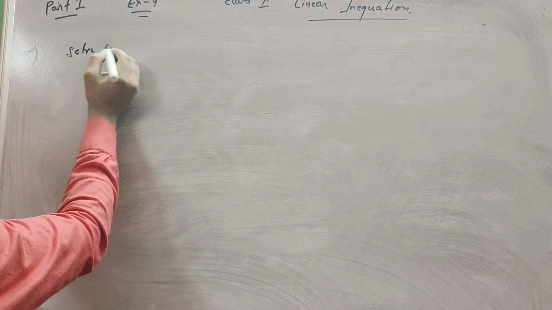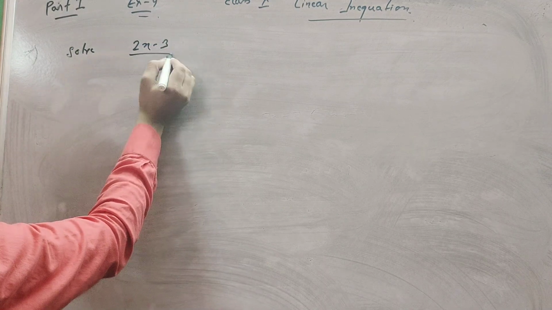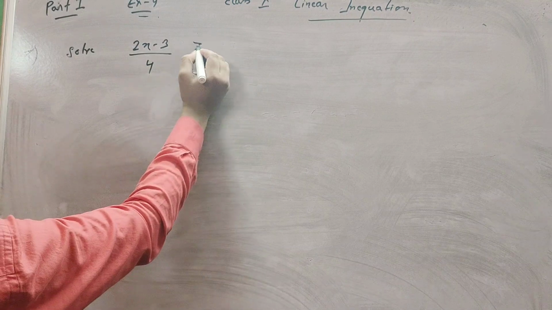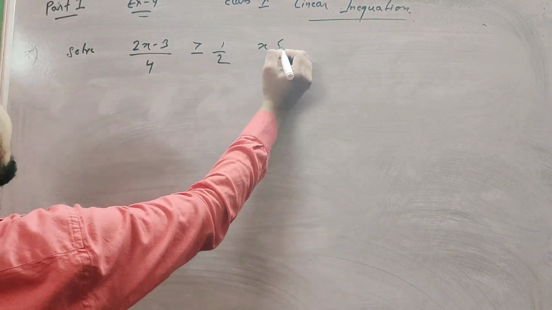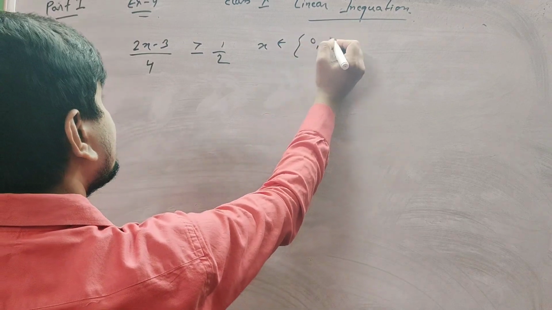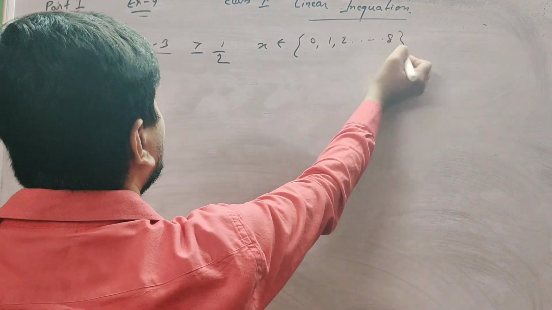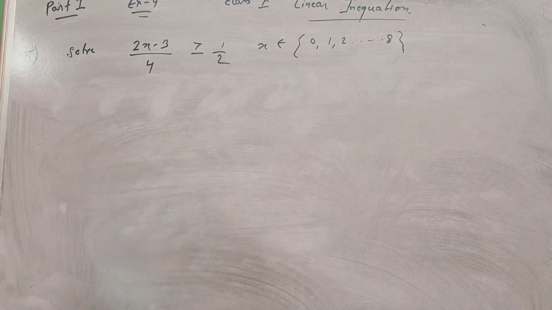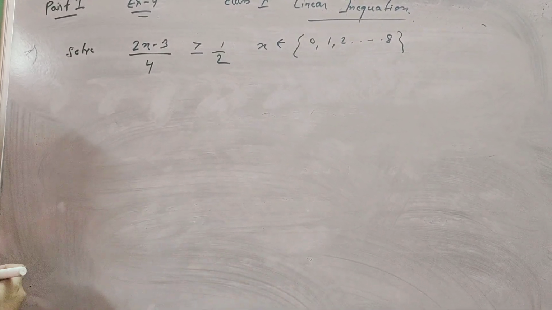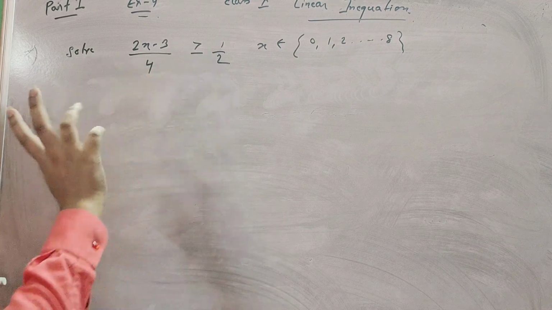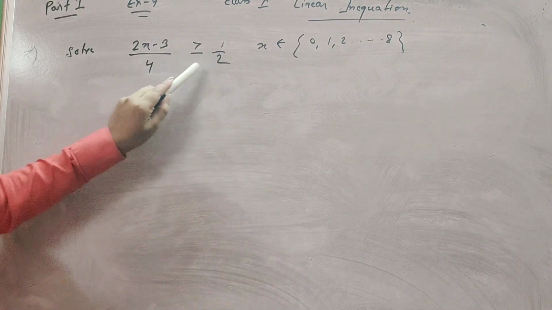Solve: 2x minus 3 upon 4 is greater than or equal to 2, and value of x belongs to 0, 1, 2, dot dot dot, 8. That means value of x is 1 to 8. Okay. So first of all, we take the LCM of this one. This is the new pattern. Take the LCM of this one, this one.